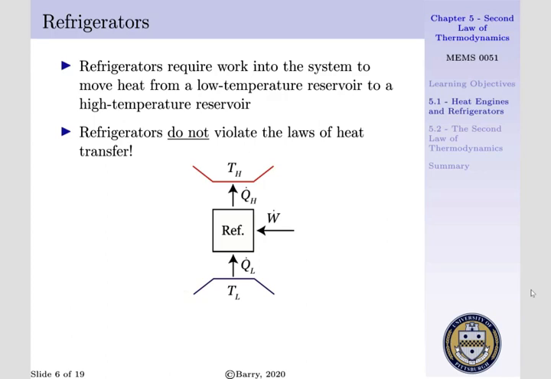Refrigerators are devices that are able to transfer heat from a low temperature reservoir to a high temperature reservoir, and they require work into our system to do so. Now, refrigerators didn't come about until refrigerants were made. Refrigerants allow the transfer of heat from a low temperature reservoir to a high temperature reservoir based upon phase change that occurs at low temperatures.